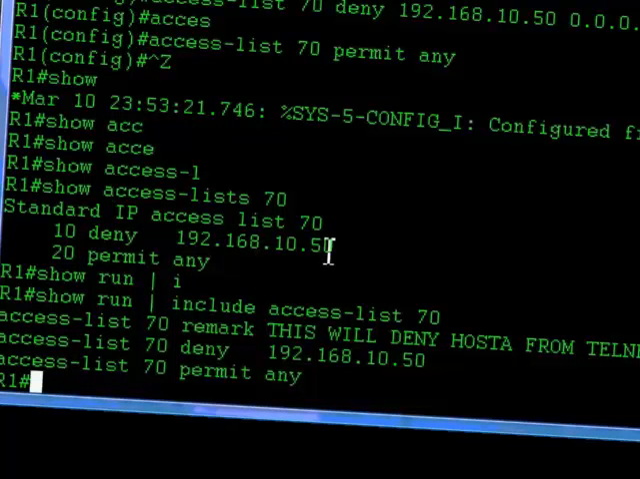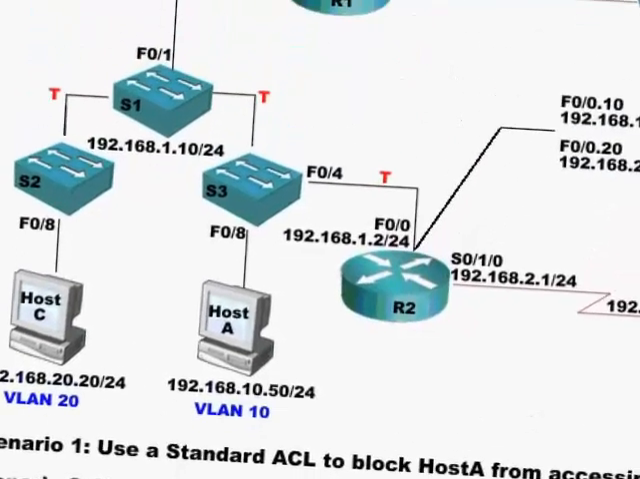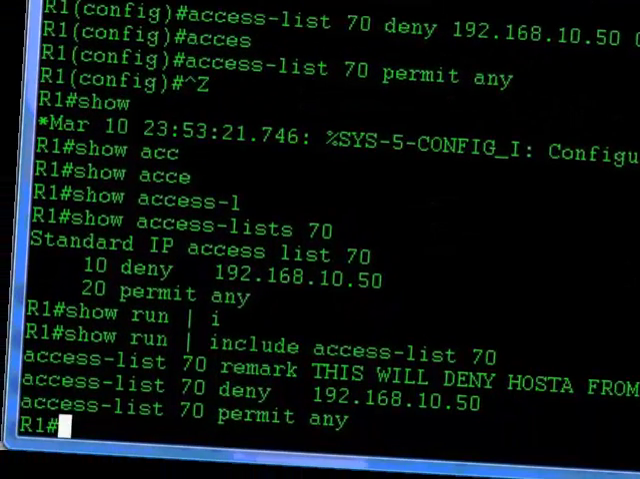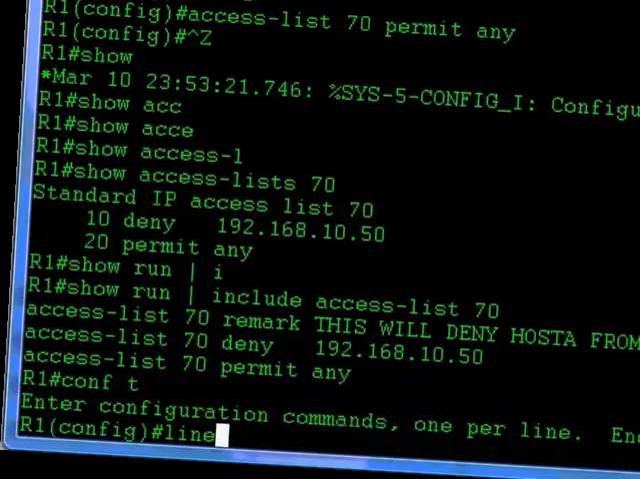So now the $1,000,000 question is, where do you apply this access list? Well, you can't apply it to the router interfaces, because if you do that, then host A will not have internet access, and that is not a desired result. So instead, what we want to do is apply the access list specifically to the VTY port, which is something that is special to standard access lists.